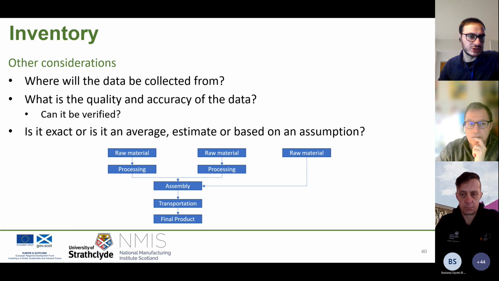Other considerations: where will the data be collected from? What is the quality and accuracy of the data? Can those data be verified? Is it exact or is it an average? Is it an estimate or based on an assumption?